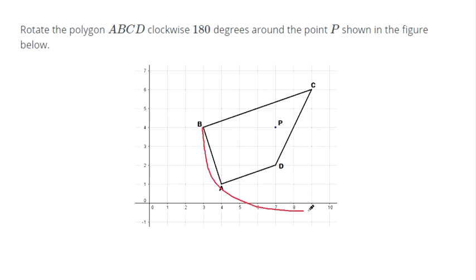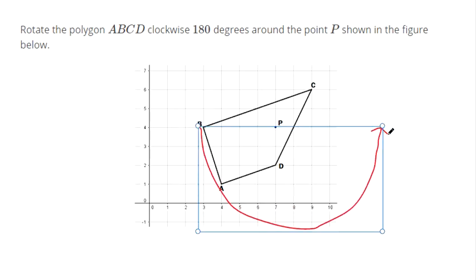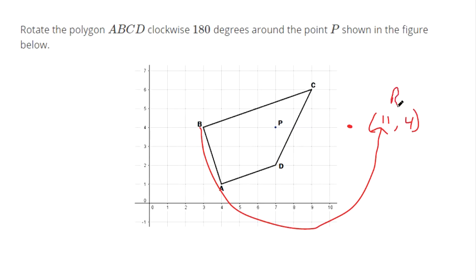And if it's a 180-degree rotation, doesn't matter which way you go because you'll end up in the same spot, right? Point B should be somewhere over here. So that's 1, 2, 3, 4 away. So that is 11, 4 for point B.